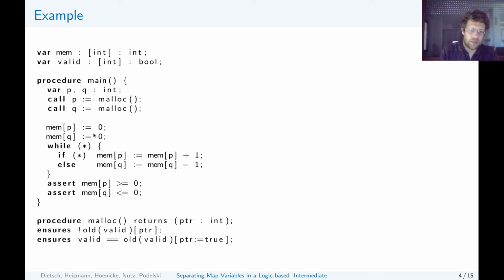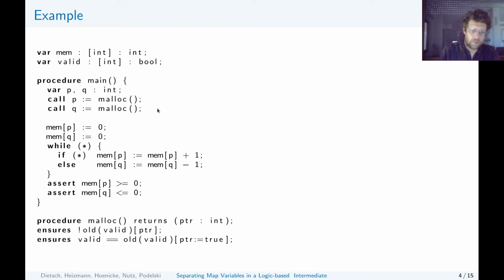Now it's clear that this program is correct, namely for the specification saying that at p we have only increased and at q we have only decreased, but with the fine print that this is only the case if p and q are actually different, because if they alias, basically anything can happen at that memory location. Then the same location is increased and decreased, and both assertions can be violated.